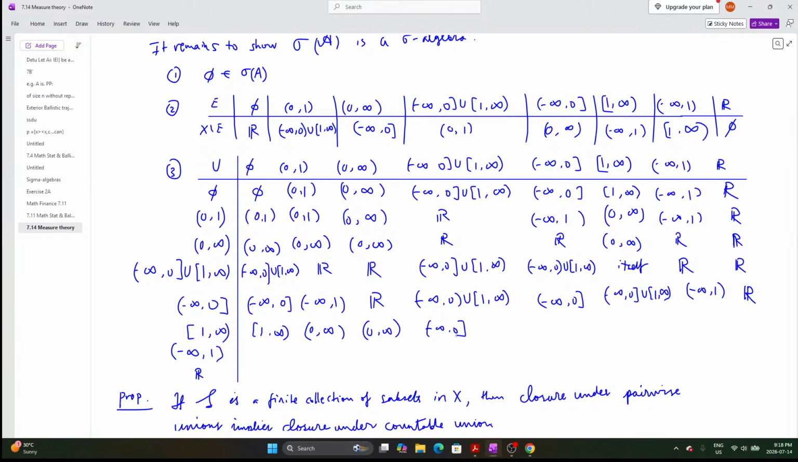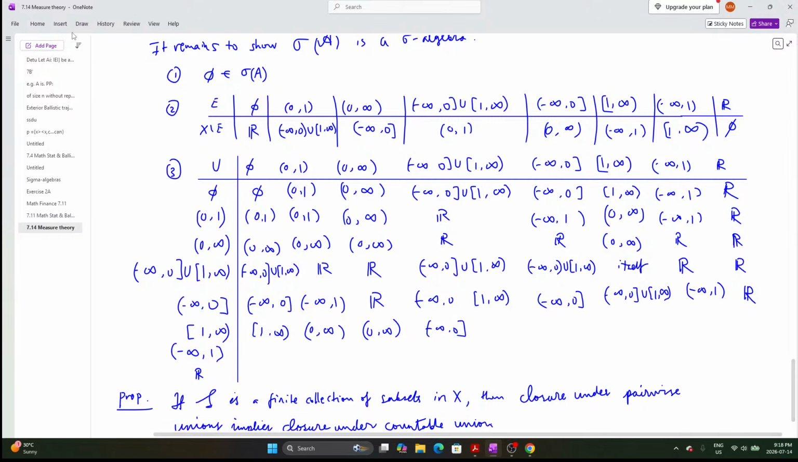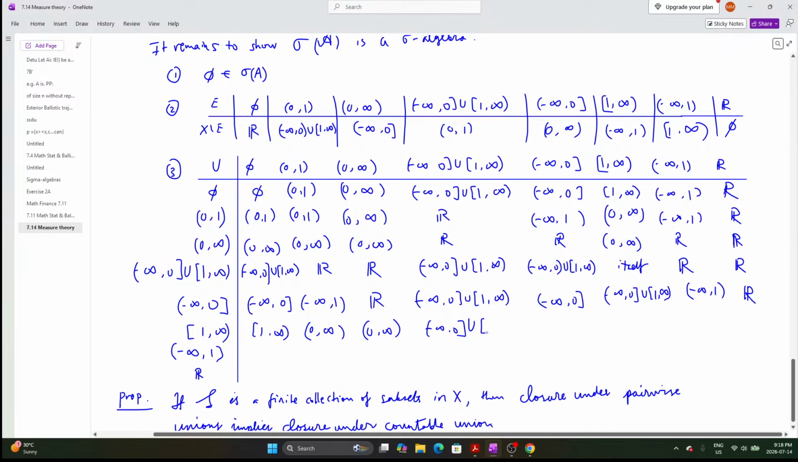This is closed. My bad. I keep making the same mistake. Should be closed. Okay, and here should be minus infinity to 0, the two-part set. Okay, and this is 1 to infinity. This is real. This is real. Okay, almost there.